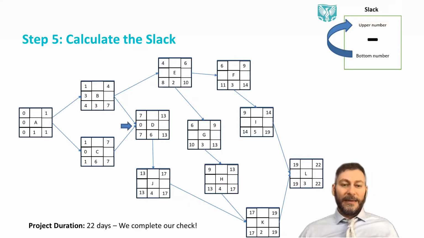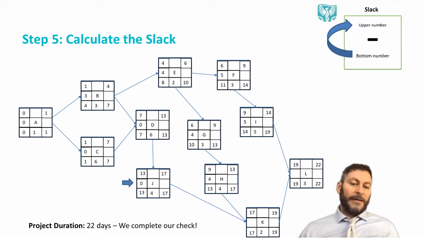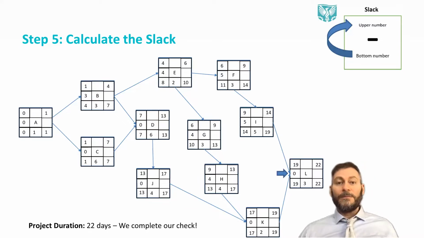We go for activity D, the same thing. We can't have any delays, it's 0. Activity E has a slack of 4. Activity F, again, 11 minus 6 is 5. Activity G, 10 minus 6 is 4. Activity H, 13 minus 9 is 4. Activity I, 14 minus 9 is 5. Activity J, 13 minus 13 is 0. K, 17 minus 17 is 0. And L, 19 minus 19 is 0. And we have now completed all the calculations that we need to do for the project network.